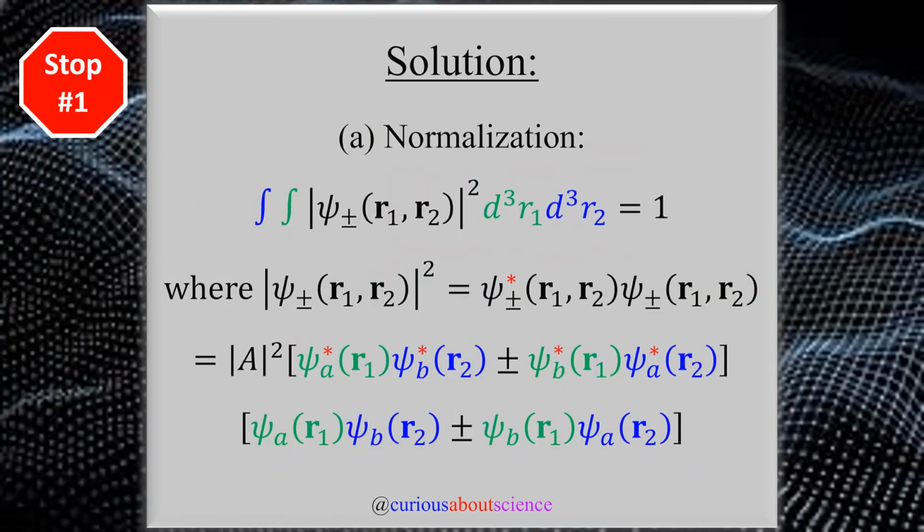Stop number 1 then on this journey is let's revisit what it means to be normalized and the normalization condition, which means that the magnitude of the wave function squared under all the directions, things of that nature, equals 1. Now, this is a little different, and the notation gets dense and messy, and that's why it's just better to break this up by parts.